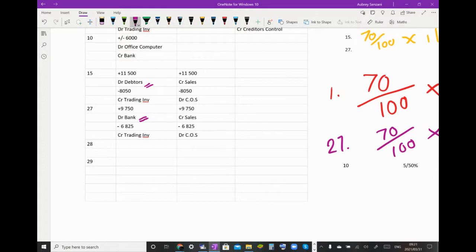27th, paid telephone bill, 2,300 cash. All right, simple stuff. We know that here we're crediting the bank, and then obviously here we're going to debit telephone. Good. Telephone. Okay, that was for 2,300.